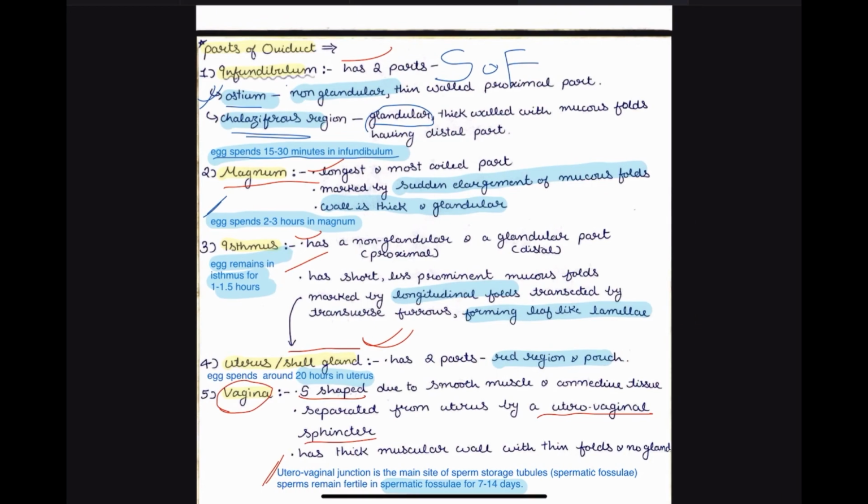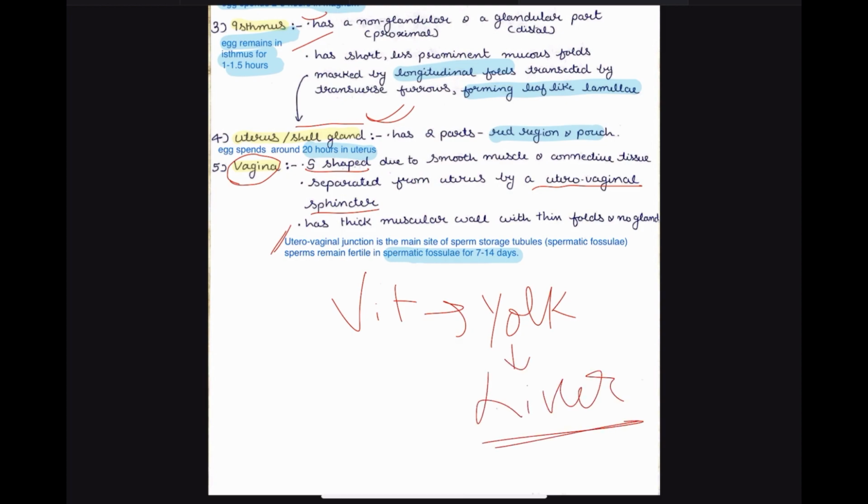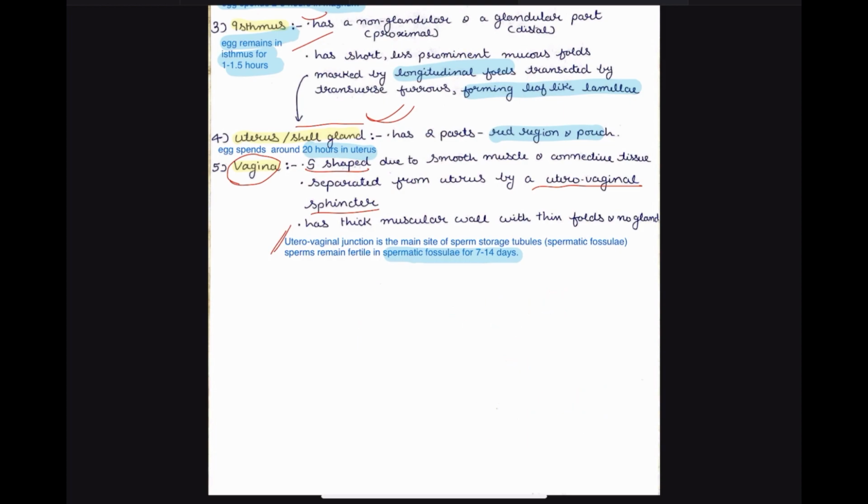Now let us talk about some general things which are often asked in exams, related to the physiology of the reproductive system. The first thing which is asked is, what is vitellogenesis? Vitellogenesis is yolk formation, and it occurs in the liver. This is important. Then, which are the hormones responsible for the functioning of the female reproductive system? Of course, we have estrogen, progesterone, FSH, follicle stimulating hormone, and LH, luteinizing hormone.